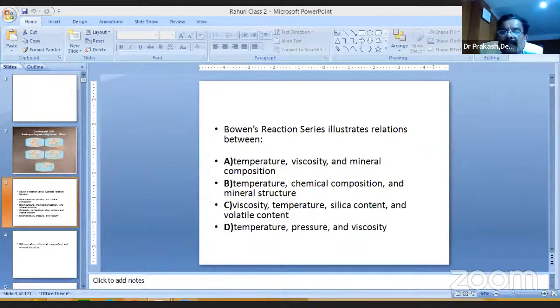The first three are discontinuous series minerals, not continuous series minerals. And the last one, plagioclase, is a continuous series mineral. So it is not part of Bowen's discontinuous series. Pyroxene, biotite, amphibole are discontinuous series. So plagioclase is not part of that series. The answer is plagioclase. Plagioclase feldspar is the correct name for that.